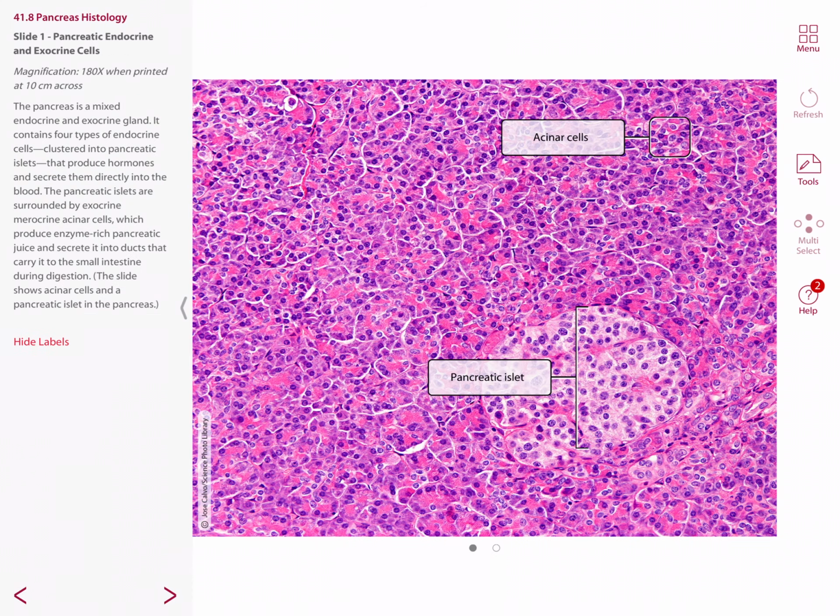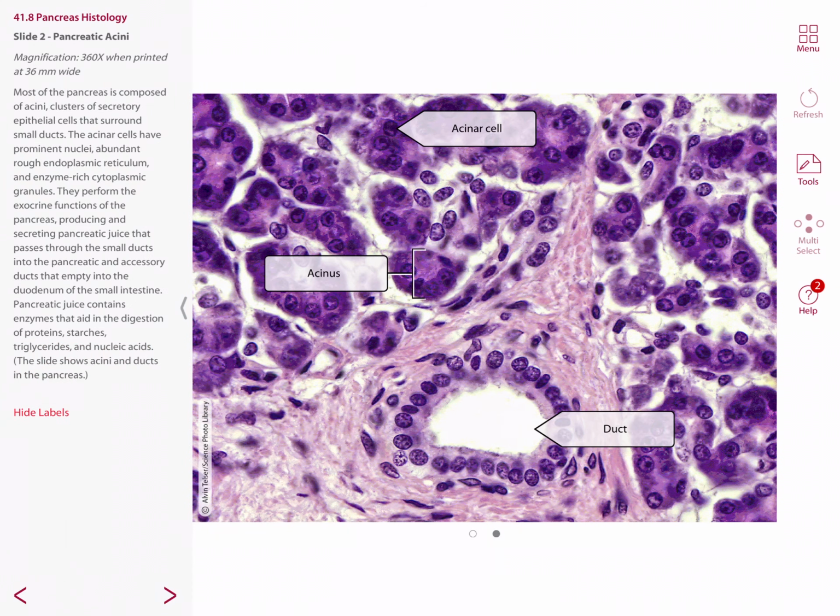So this is showing the acinar cells with the acinus, again putting that into the duct. That duct will then find its way into the main pancreatic duct or the minor pancreatic duct, finding its way into the duodenum. Those pancreatic enzymes are going to help digestion of proteins, starches, triglycerides, nucleic acids, so they're pretty important.